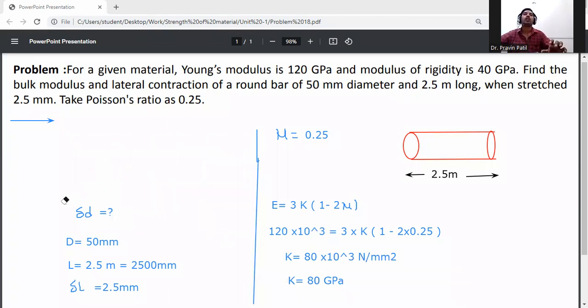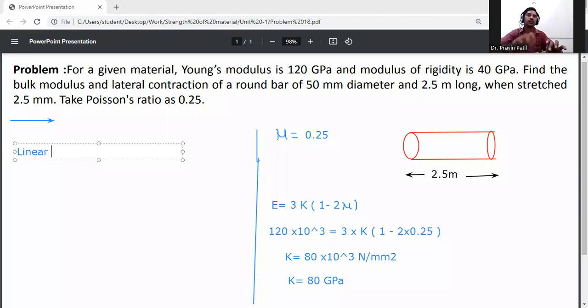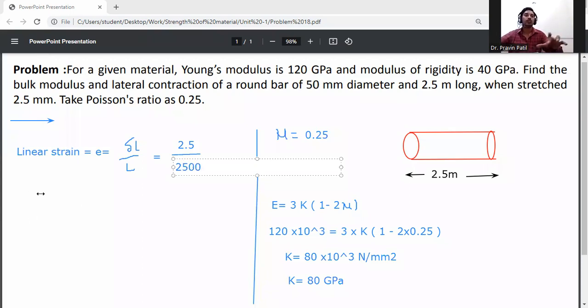Next question is lateral contraction, that is delta D. So first of all, calculate the linear strain. Linear strain, denoted by small e, is delta L by L, change in length divided by original length. Delta L is 2.5 mm and the total length is 2.5 meter, that is 2500 mm. So small e is equal to 2.5 divided by 2500, which is 1 into 10 raised to the minus 3. That is the linear strain.